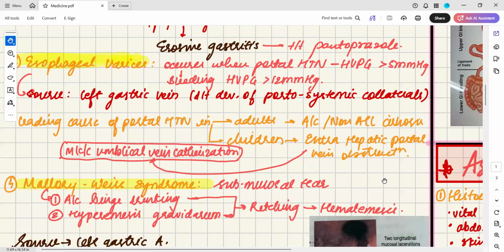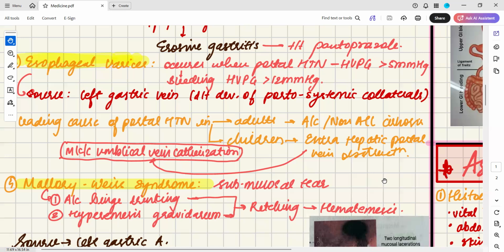The bleeding occurs due to development of systemic collaterals. Also, one thing that I've mentioned here is the leading cause of portal hypertension. In adults, it is alcoholic or non-alcoholic cirrhosis, but in children, it is extrahepatic portal vein obstruction, the most common cause of which is umbilical vein catheterization.